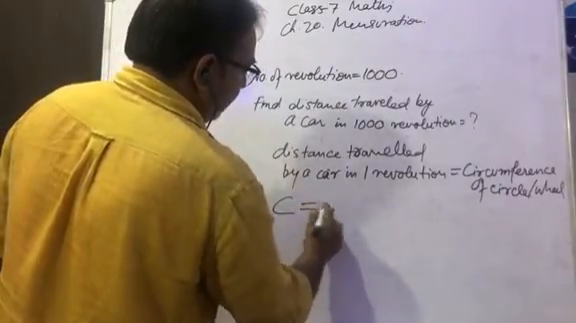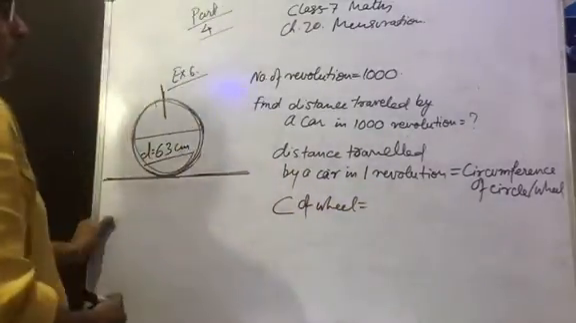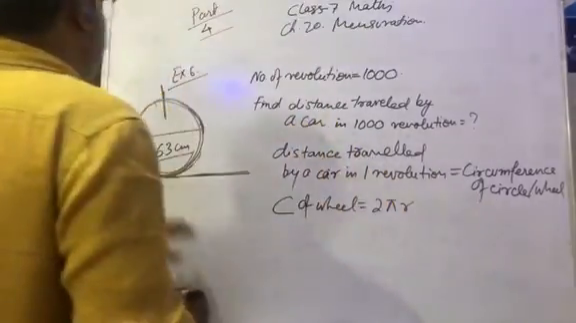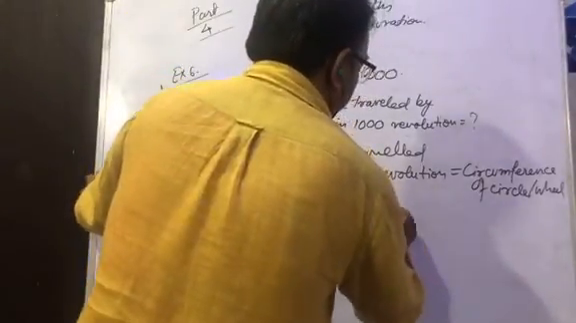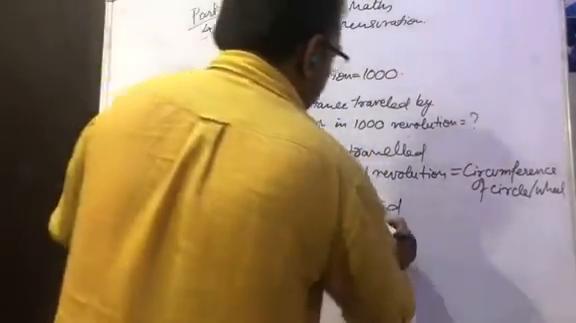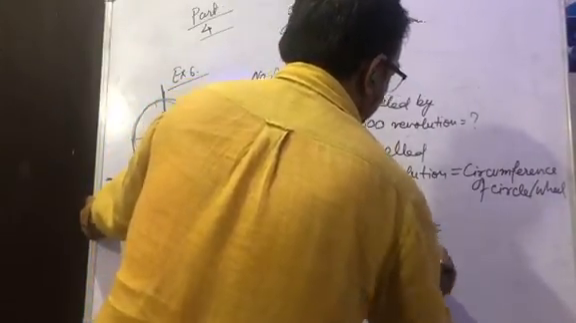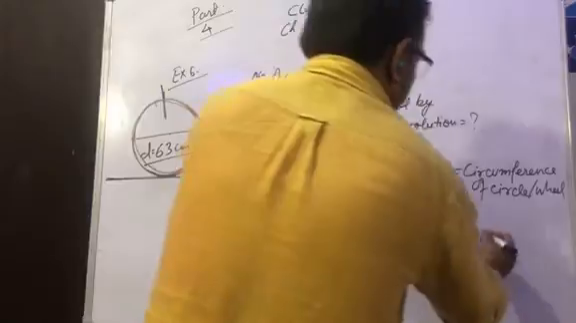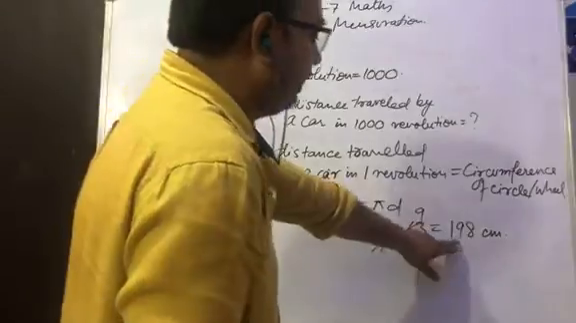So the circumference of the wheel is equal to 2 pi r, and you know the diameter is given, so we can use pi d. The calculation is a little less. So 22 upon 7 multiplied by 63. 7 nines are 63, so it's 22 times 9, which is 198. 9 twos are 18, 1 carry, and this. So the distance traveled by a car in one revolution is equal to this.